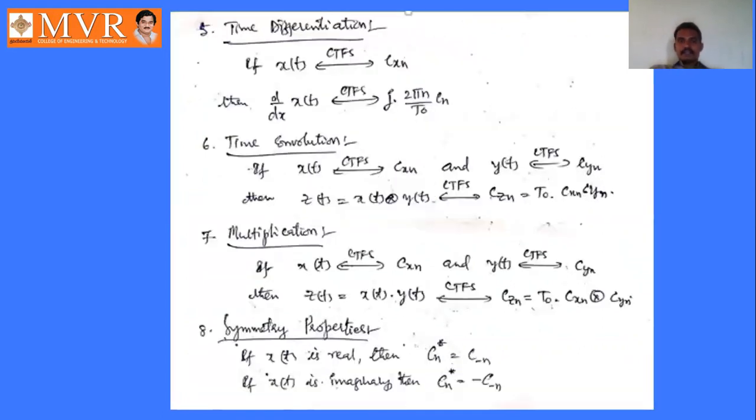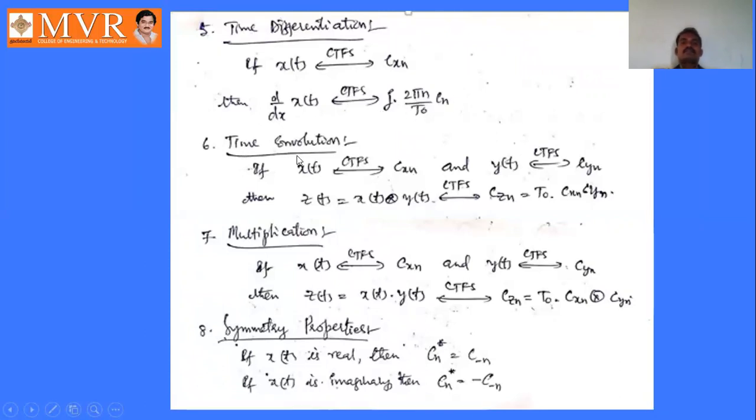Next one is the time differentiation property. If the continuous time Fourier series of x of t is c_xn, then for the differentiation d by dt of x of t, the continuous time Fourier series of d by dt of x of t is j into 2 pi n by T naught into c_n. Okay, so this is the differentiation property.